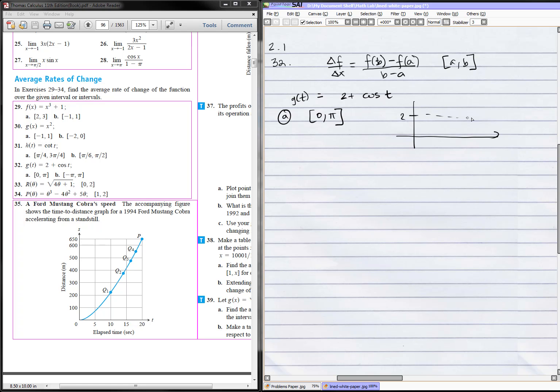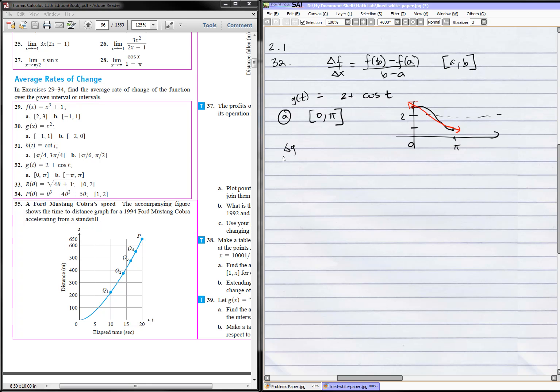Here's 2. It's going to start at pi plus 1 up. Let's go all the way down from pi. So we're expecting some sort of negative slope to occur. Let's see if the math agrees with us.